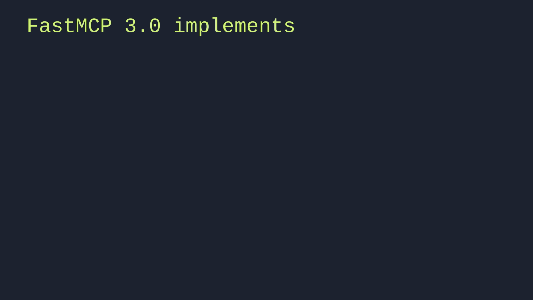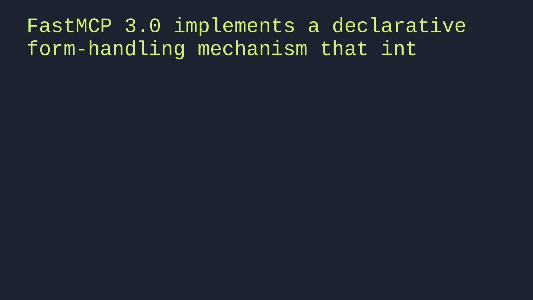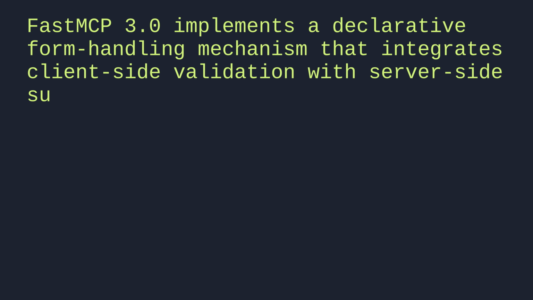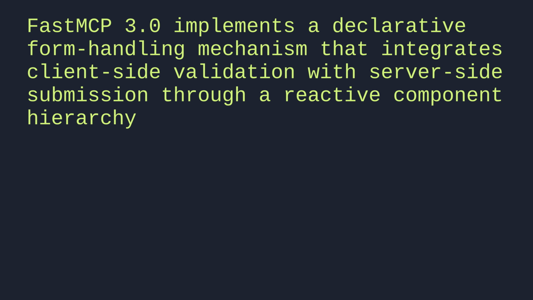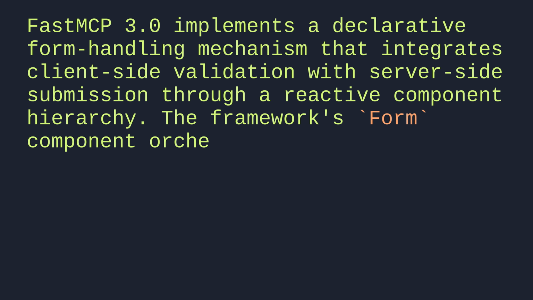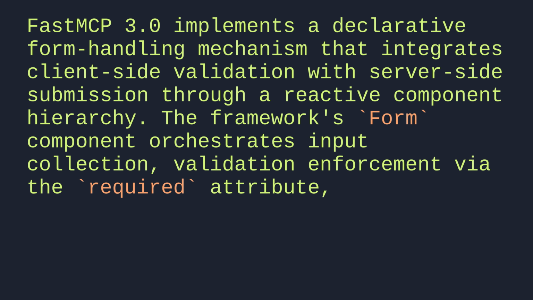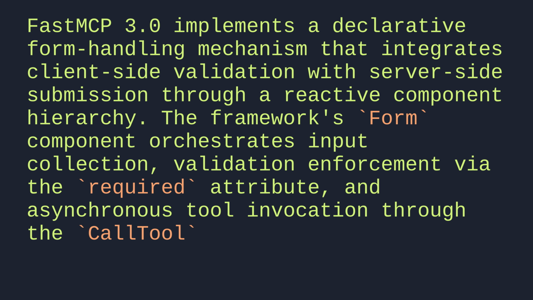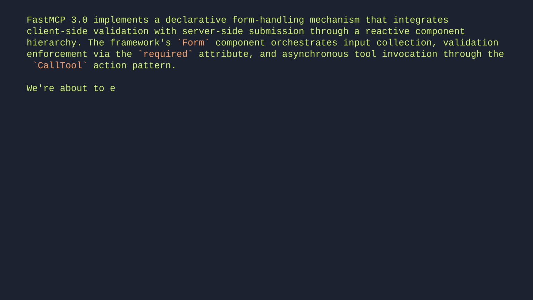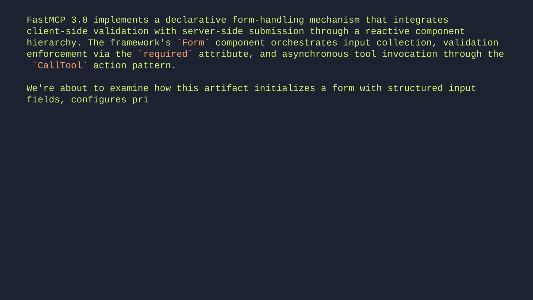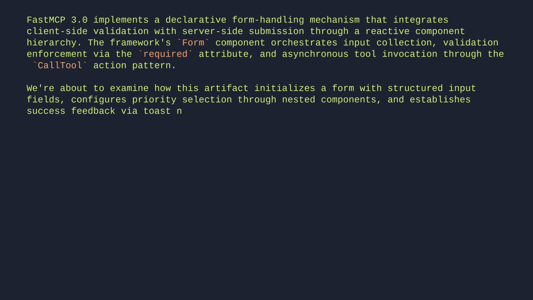FastMCP 3 implements a declarative form handling mechanism that integrates client-side validation with server-side submission through a reactive component hierarchy. The framework's form component orchestrates input collection, validation enforcement via the required attribute, and asynchronous tool invocation through the CallTool action pattern. We're about to examine how this artifact initializes a form with structured input fields, configures priority selection through nested components, and establishes success feedback via toast notifications, all while maintaining separation between UI declaration and backend tool execution.